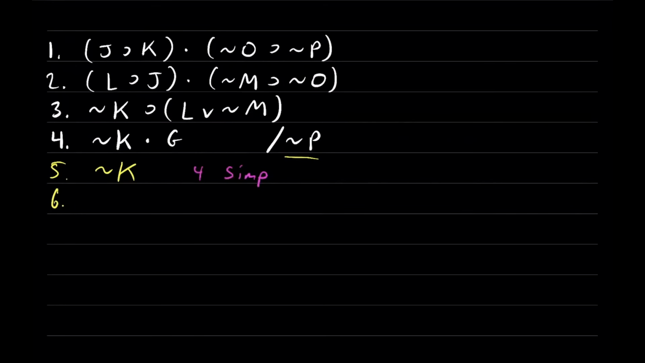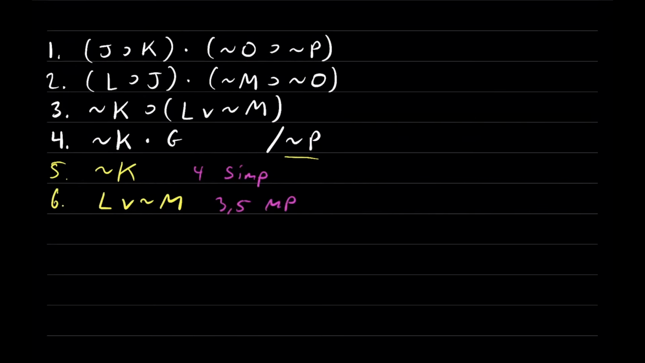Okay, once we have not K, line 3 tells us that not K implies something. Not K implies that expression in parentheses, L or not M, which we're going to write on its own line, L or not M. This is all review at this point. That's going to follow from line 3 and 5 by modus ponens.